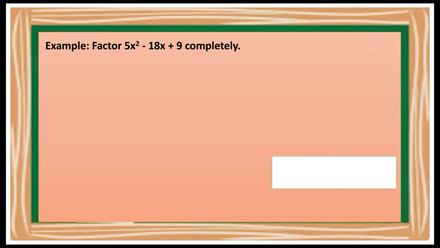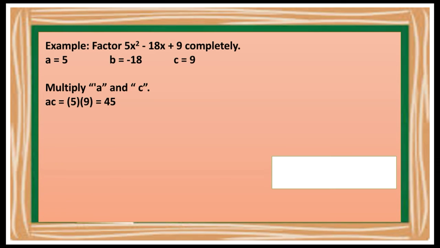Alright, so next one, we have to factor 5x squared minus 18x plus 9 completely. So the value of a is 5, the value of b is negative 18, and the value of c is 9. Again, you have to multiply the value of a and c, and that is 5 times 9, and that's 45.